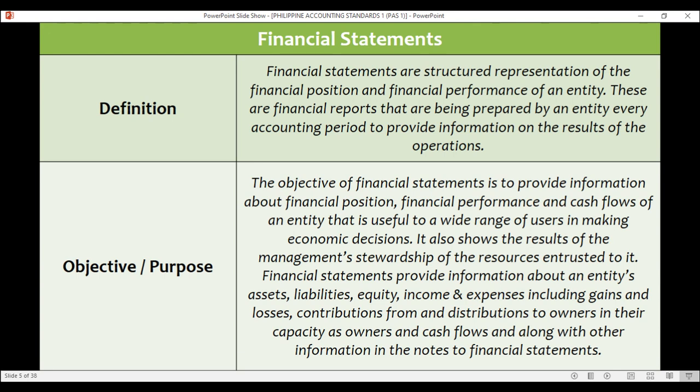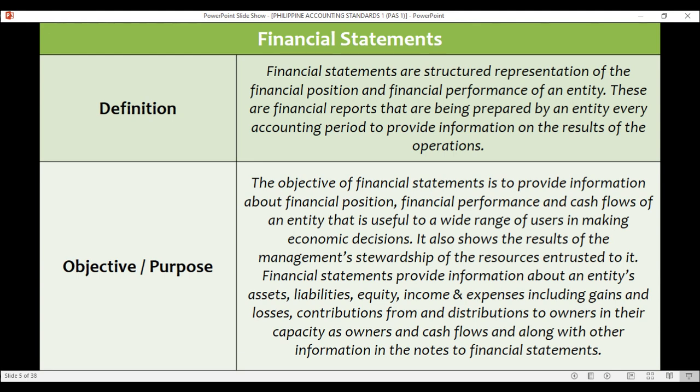Financial statements. Okay. Na-mention na that PAS 1 is for presentation of financial statements. So how can we prepare financial statements if we do not know what financial statements are? So to define, financial statements are structured representation of the financial position and financial performance of an entity. These are financial reports that are being prepared by an entity every accounting period to provide information on the operations, on the results of the operations.